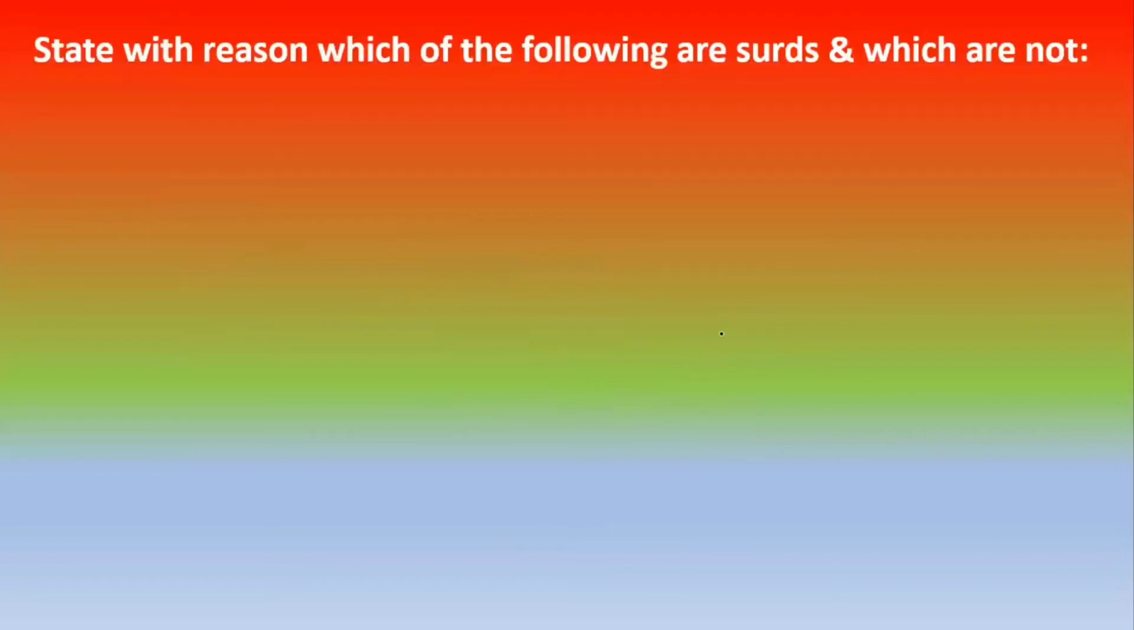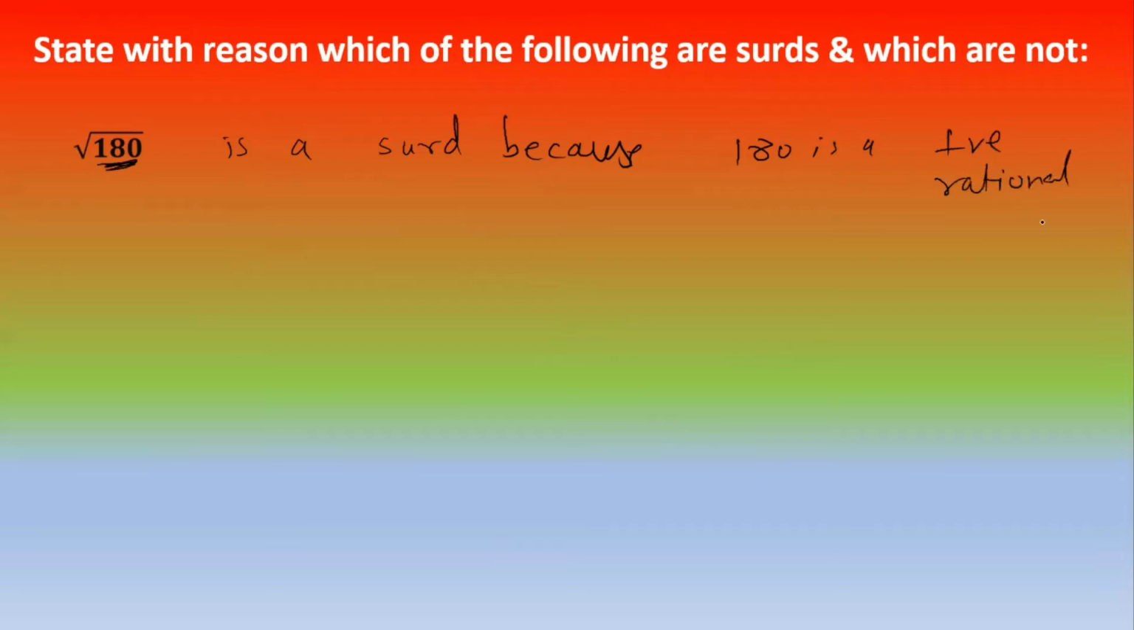Now here is a question. State with reason which of the following are surds and which are not. The first question, root 180. Is 180 a positive rational number? Yes, it is. So this is a surd. Why is it a surd? Because 180 is a positive rational number. So if the radicand is a positive rational number, then you can call it a surd.